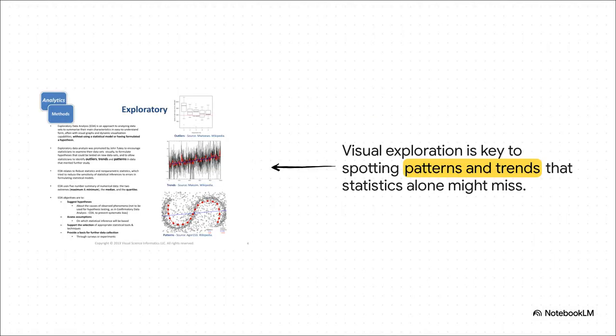This visual approach is pretty much the secret weapon of any data detective. A pioneer in this field named John Toolkit basically showed that just by plotting your data, looking for weird outliers or trends or clusters like in these examples, you can uncover things that pure statistical formulas might completely miss. It's about literally seeing the story in the data.